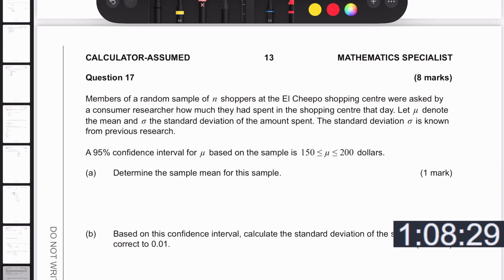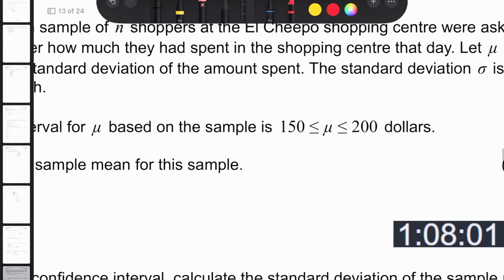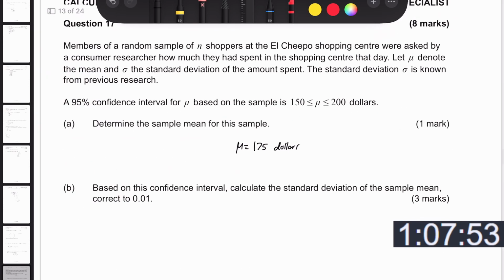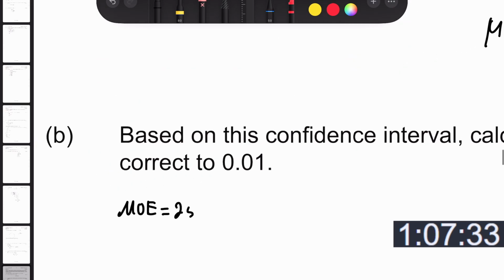Okay, members of a random sample of N shoppers were asked by a consumer researcher how much they had spent in their shopping center that day. Let mu denote the mean amount spent. Standard deviation is known from previous research. A 95% confidence interval is based on that. Mu based on the sample. Sample mean will just be $175. I'll just take a midpoint. Based on the confidence interval, calculate the standard deviation of the sample mean. 95%. So then margin of error is equal to 25.